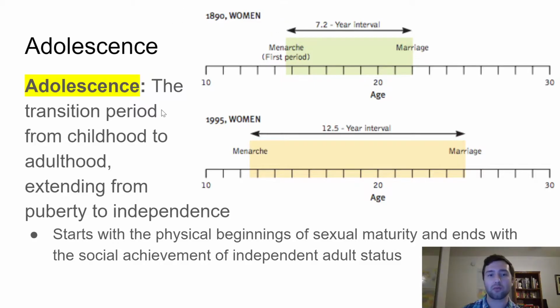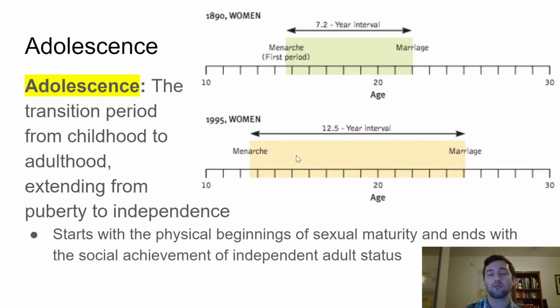If you look at this image here at the top, you can see in 1890, and this is looking at women specifically, the beginning of adolescence was considered menarche, which is the first period. It starts at menarche and goes on until they're defining the end of it at marriage. So at that point, it would start in between 14 and 15 years old, and it would end at about 22.